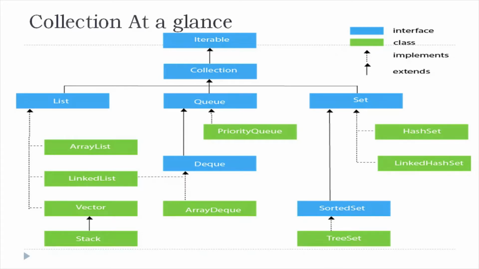Stack class is extended from vector class, and it also implements the list interface. Here is a set, and the set has a unique collection of objects, so there are no duplicate items. The implementing classes are hash set and linked hash set, and this is a sorted set interface, and its implementing class is a tree set. So tree set has items which are sorted in ascending order.